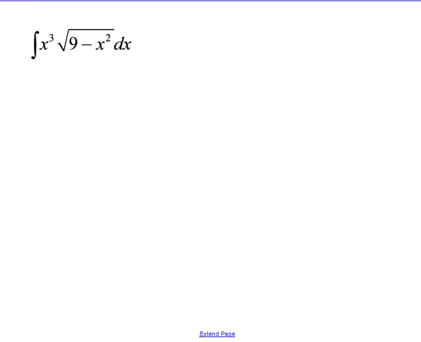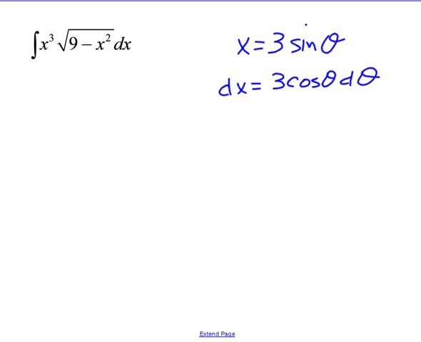So again, I'm looking at this. One is not the derivative of the other. W substitution doesn't seem like a good option, but I see my square root of a squared minus x squared, and so I'm going to make x equal to a, which in this case is 3 sine of theta. Dx then will be 3 cosine theta d theta.